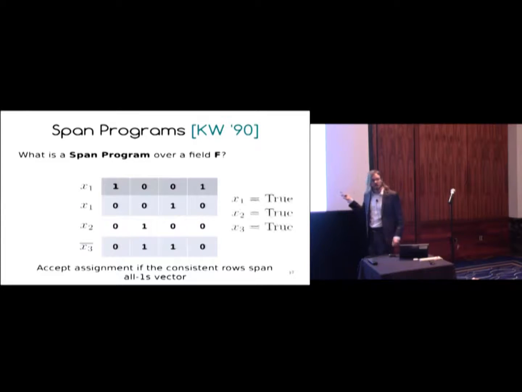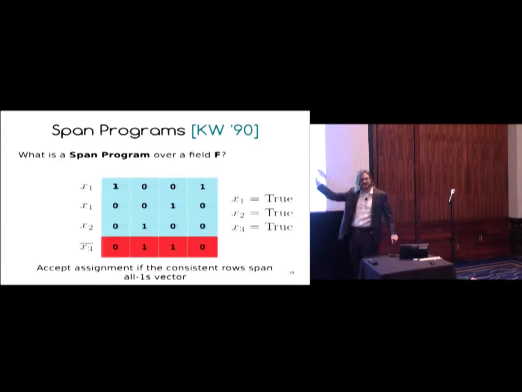Just for an example, if we have the all true assignment, the rows that are consistent with this would be these, because x3 is false, so we don't include it. And you can see if you sum these rows up, I get the all ones vector. So we would accept.